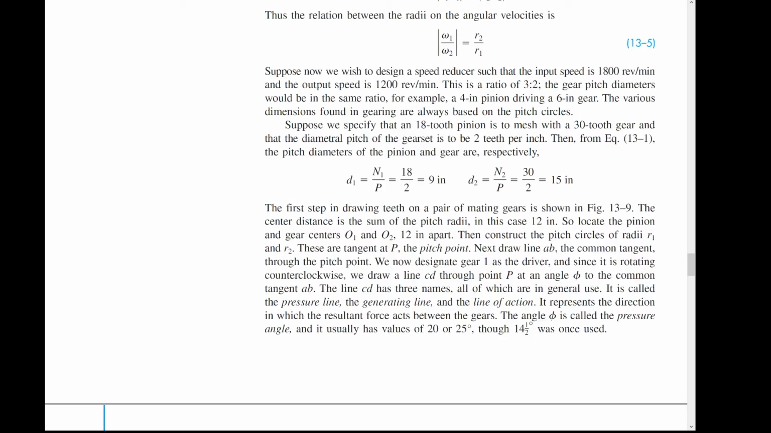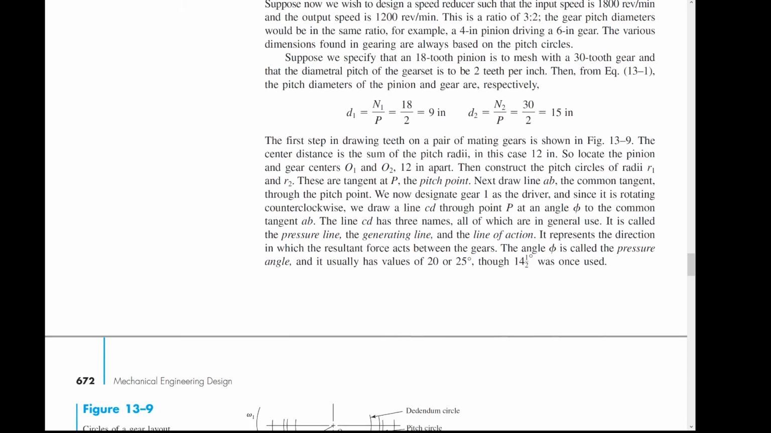The line CD has 3 names, all of which are in general use. It's called the pressure line, the generating line, and the line of action, because one name wasn't enough. It represents the direction in which the resultant force acts between the gears. The angle phi is called the pressure angle, and it usually has values of 20 or 25 degrees, or 14 and 1/2 degrees.